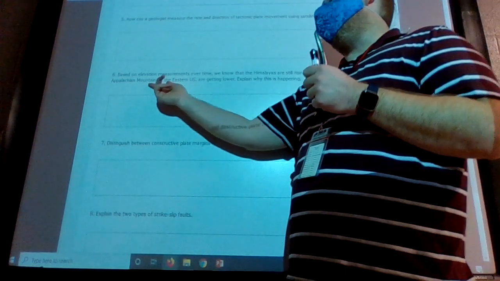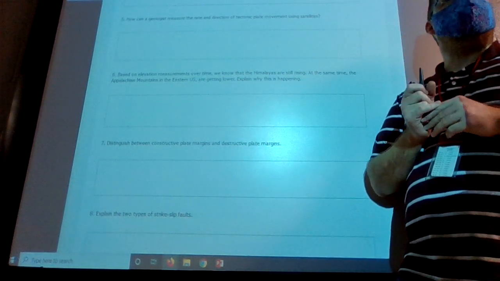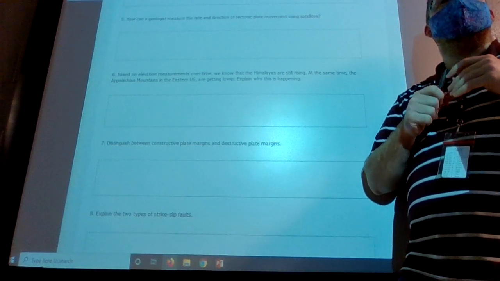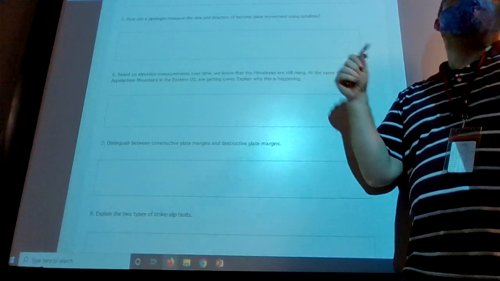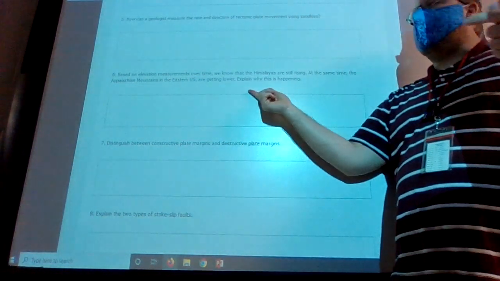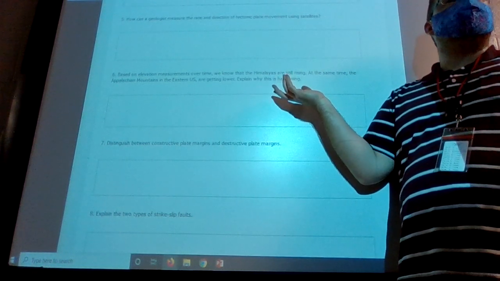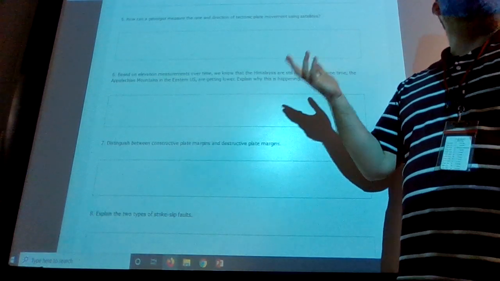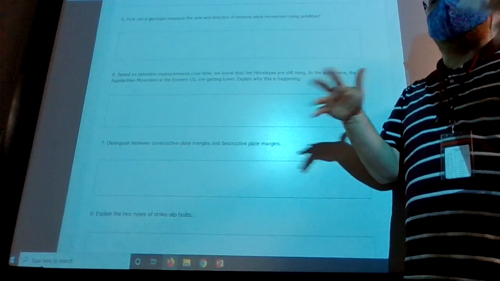Now, why are the Appalachians getting lower? What's happening to the Appalachians to make them get lower and lower? It's not necessarily the plates, it's just erosion. So I would say the Appalachian Mountains don't have any active plate tectonics, and so they're just being eroded away. So erosion is making them smaller and smaller.